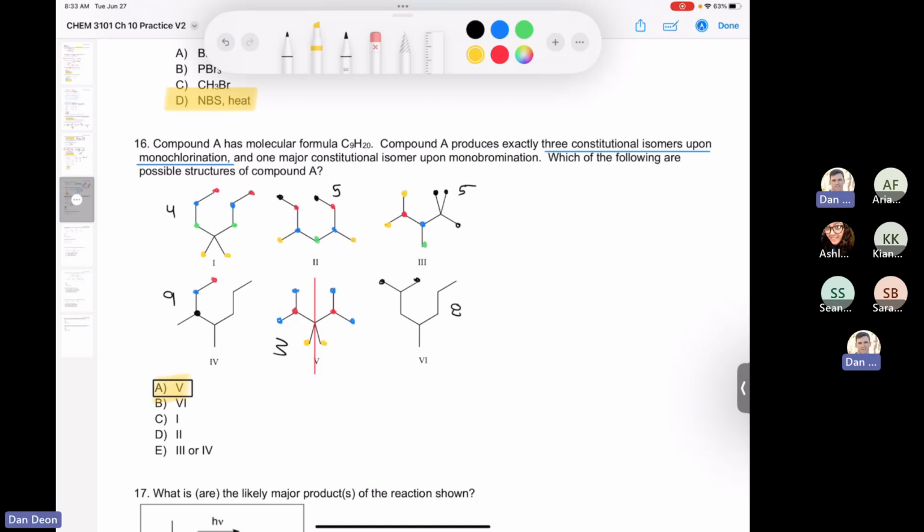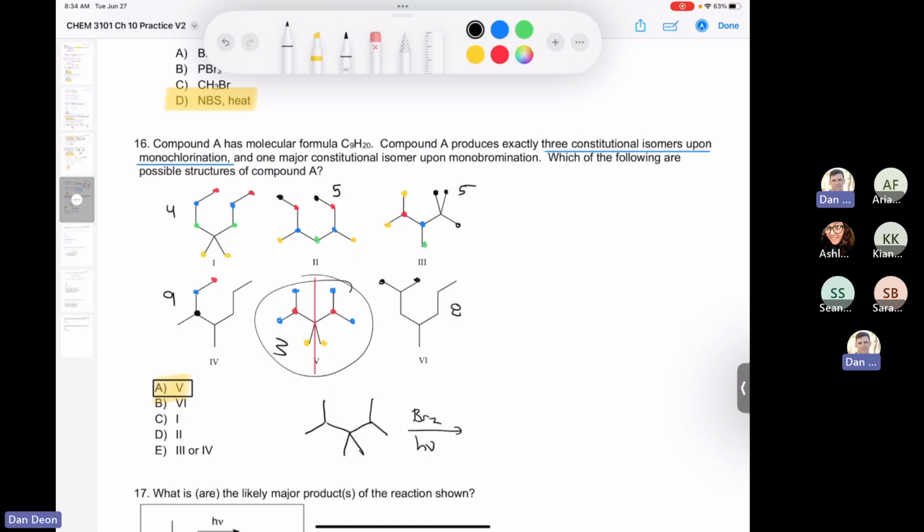All right, now we haven't even talked about the second part, which is one major constitutional isomer. So if we were to take 3, so let me redraw this nifty compound here. If we were to take 3, and if we were to treat it with bromine and light, there's one major place that it would brominate, right? Could anybody identify the carbon just using the colors that I used here?